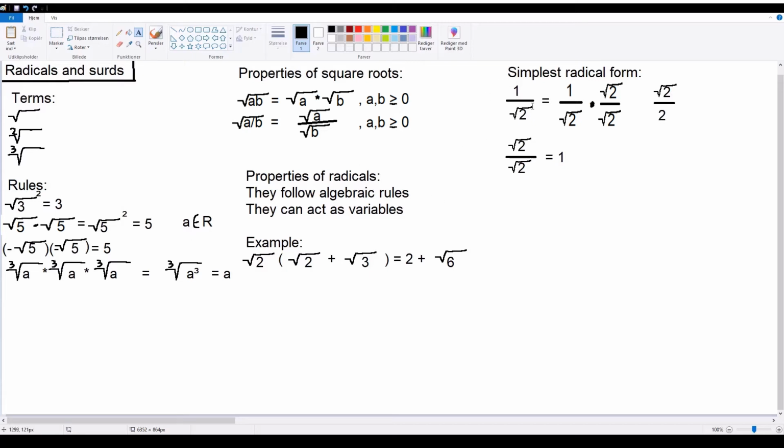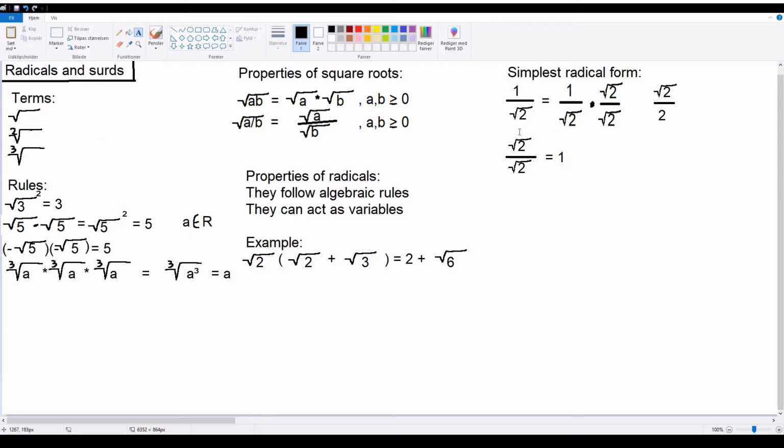One concept which is special to radicals and surds is that you have the simplest radical form. This essentially means that you try to remove all radicals and surds from an equation and don't have any radicals or surds as a denominator.